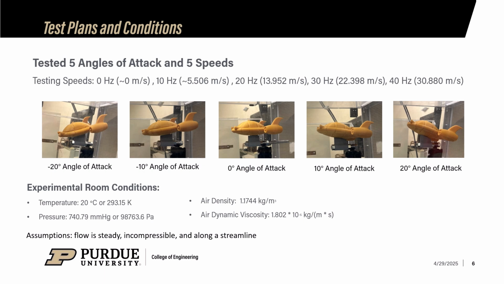The team tested 5 different angles of attack, as well as 5 different speeds, and tracked data for all of these different inputs. The testing speeds being used were 0 Hz, 10 Hz, 20 Hz, 30 Hz, and 40 Hz, which is about 0 meters per second, 5.506 meters per second, 13.952 meters per second, 22.398 meters per second, and 30.88 meters per second for the wind speeds going across the test section.